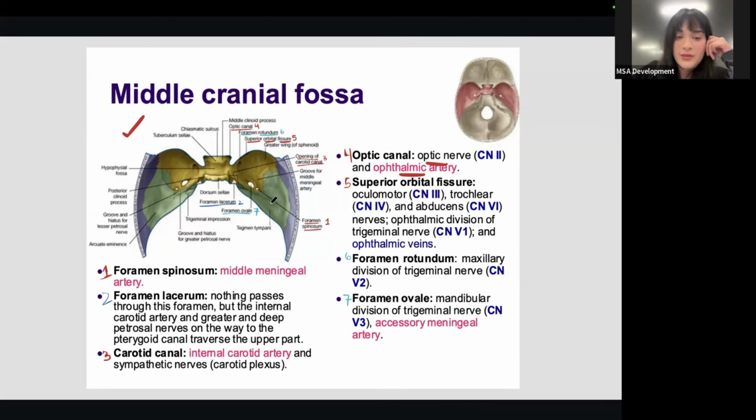Then you have the foramen rotundum, number six. If you can see here, this is the foramen rotundum. It's going to transmit the maxillary division of the trigeminal nerve, so CN V2, and the foramen ovale, which is huge, by the way, like this is the biggest circle you can see here. It transmits the mandibular division of the trigeminal nerve, so that's CN V3, and the accessory meningeal artery. So just pause the video and memorize all of this, basically.